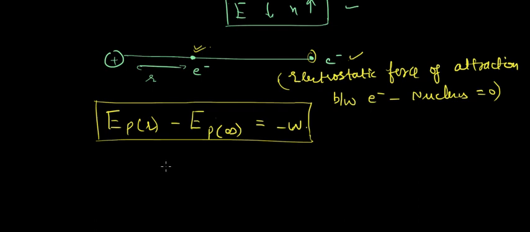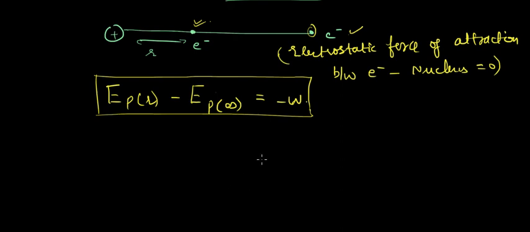So this is obviously 0, and PE at r would be nothing but minus k Z e square upon r. So we would require this much amount of energy for an electron to bring it from infinity and put it in the orbit of a nucleus or an atom.